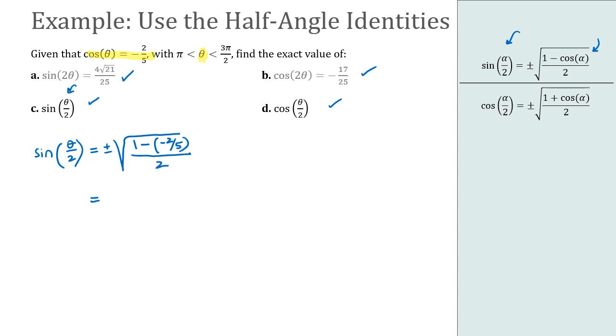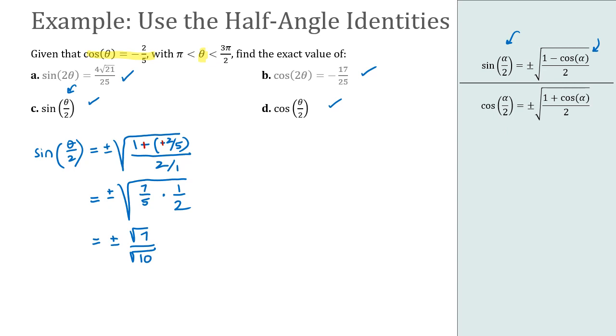Okay, so 1 minus a negative, right? Minusing a negative is the same thing as adding the positive. And we can think of 1 as 5 over 5. So 5 over 5 plus 2 over 5 is 7 over 5. And I'm dividing that by 2 over 1, which is the same thing as multiplying by 1 over 2. So I'm going to get plus or minus the square root of 7 in the numerator and square root of 10 in the denominator.